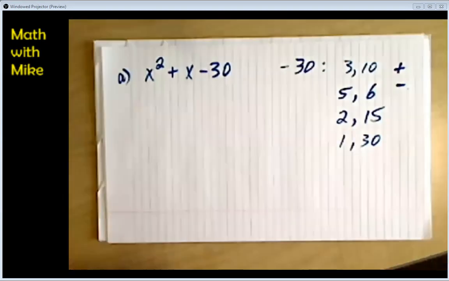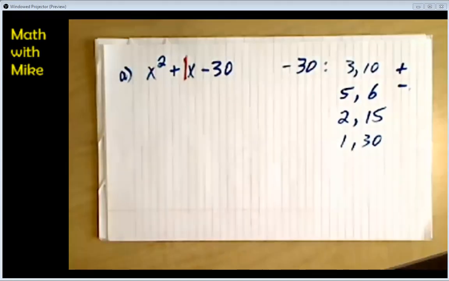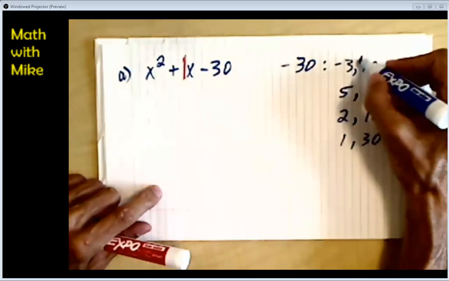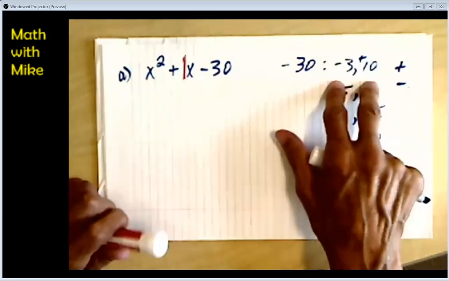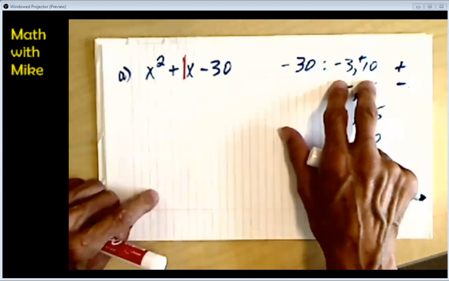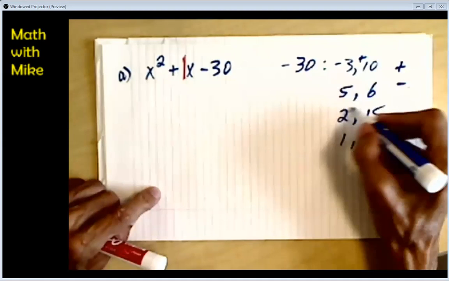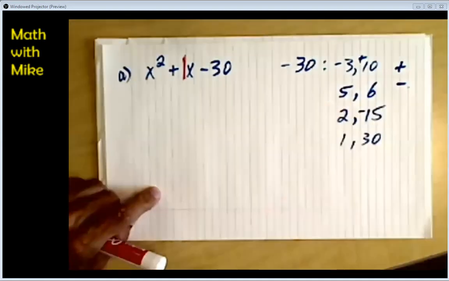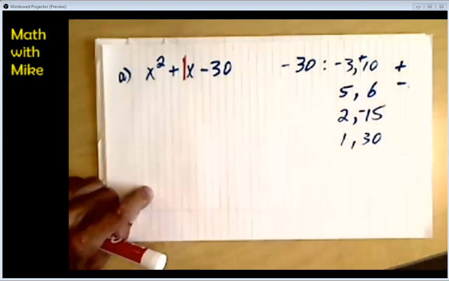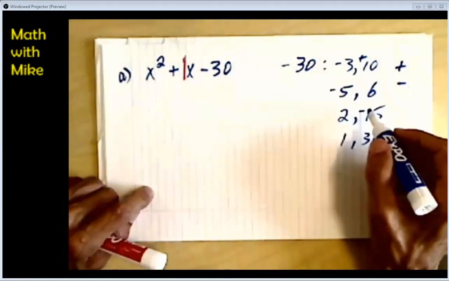to the middle number, the invisible 1 that's there. So making it minus 30, minus 3 and plus 10, does that work? No, that gives plus 7 when you work out those. How about 2 and minus 15? Does that work? No. What does that give? Minus 13. Nice. Okay. Which one does work? The minus 5 and 6 like that.